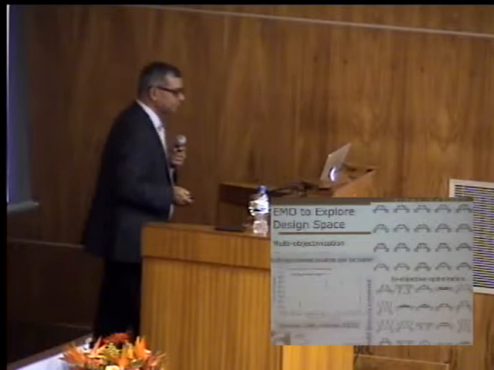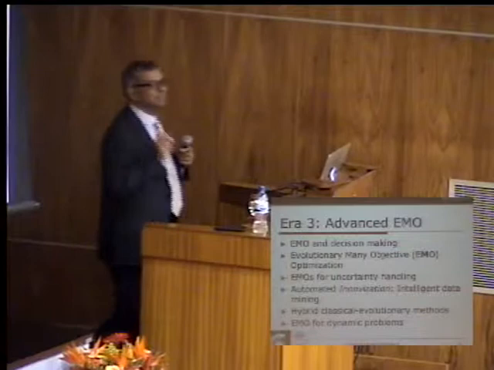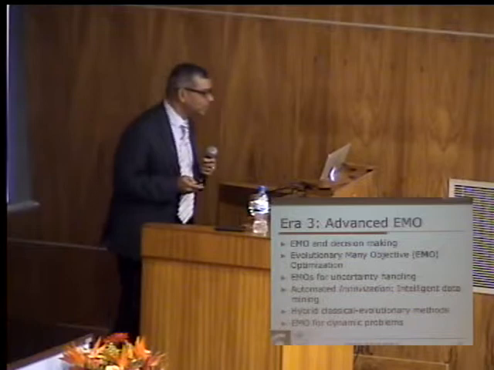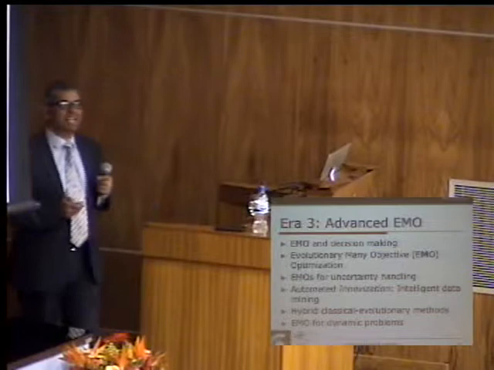Let me now skip some things to speed up and show you the last thing about some of the advanced stuff. One way things are moving is decision-making, EMO with decision-making. That's a big topic. How do you combine optimization and decision-making together? How do you do many objective optimization, like when we have more than 3 or 4 objectives, like 5, 10, 15? Let me show you 1 or 2 of these things.